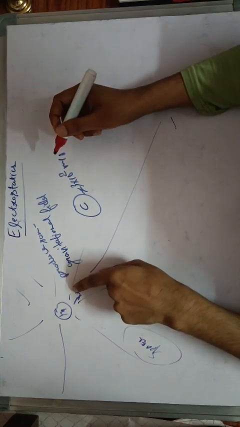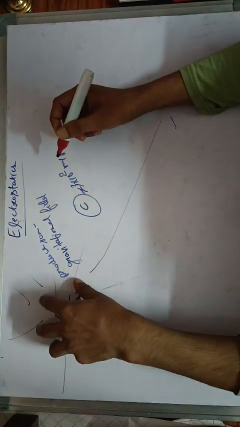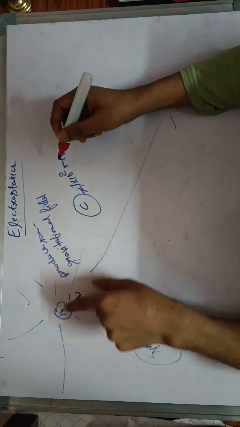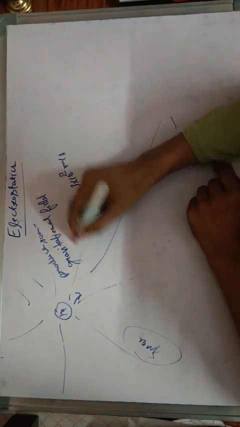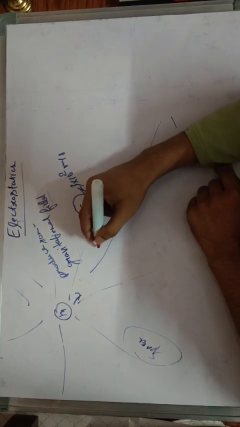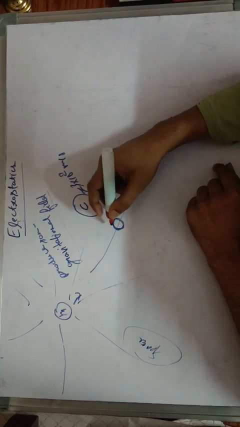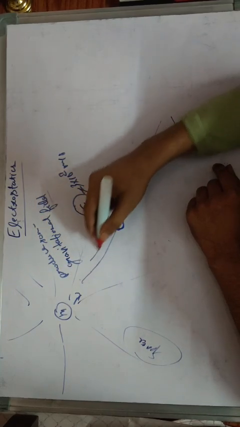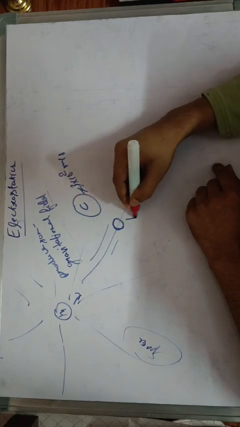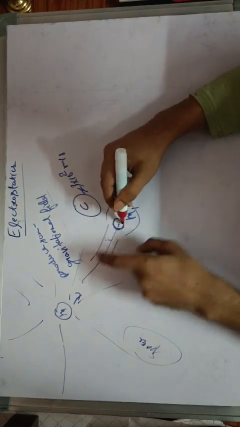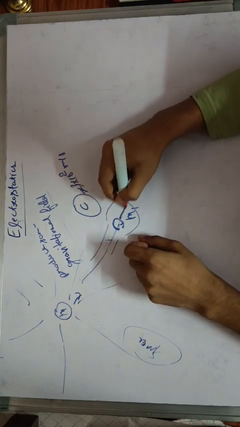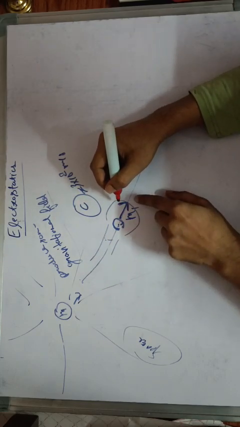And these fields which travel at the speed of light, these gravitational fields, when they interact with any mass, let's say there is a field coming here and there is another mass, let's say m1, then these fields and this mass interact, and there is a force acting on the mass.